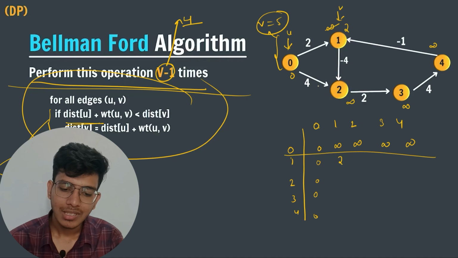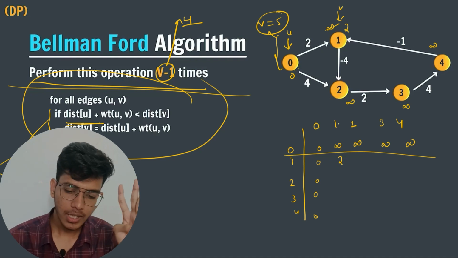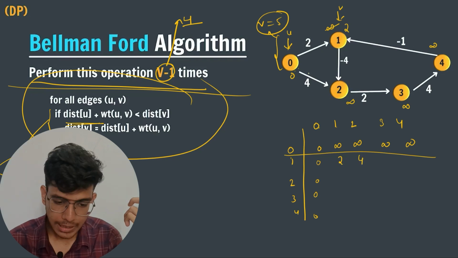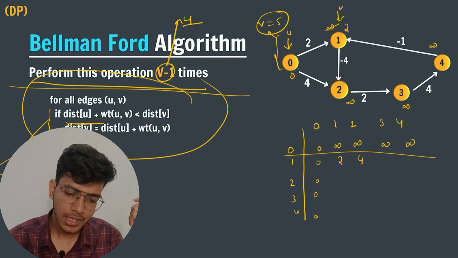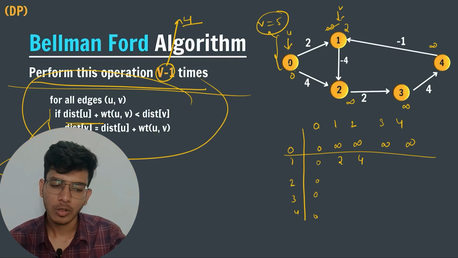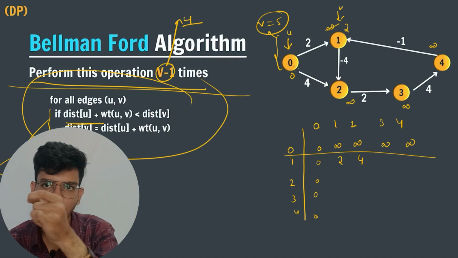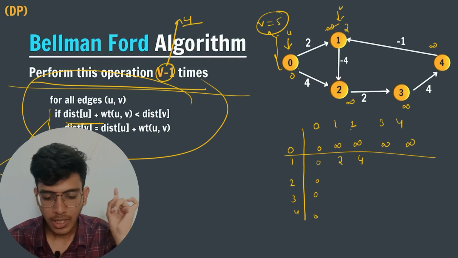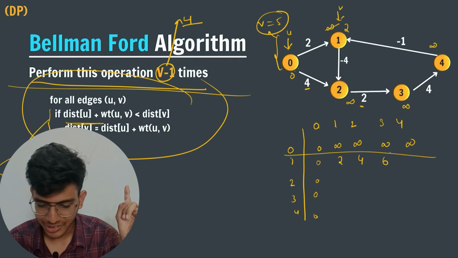Now I will come to this node. Here you can see that the shortest distance from 0 to 2 is 4, okay? So here I will write 4. Similarly for 0 to 3, you can see that there is only one path. I can go from 0 to 2, and from 2 to 3. If I want to move from 0 to 2, then 2 is the middle element here, okay? So the distance will become 4 plus 2, which is 6.